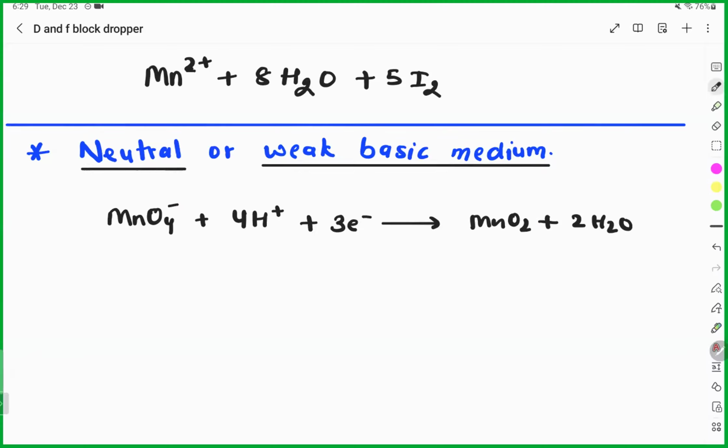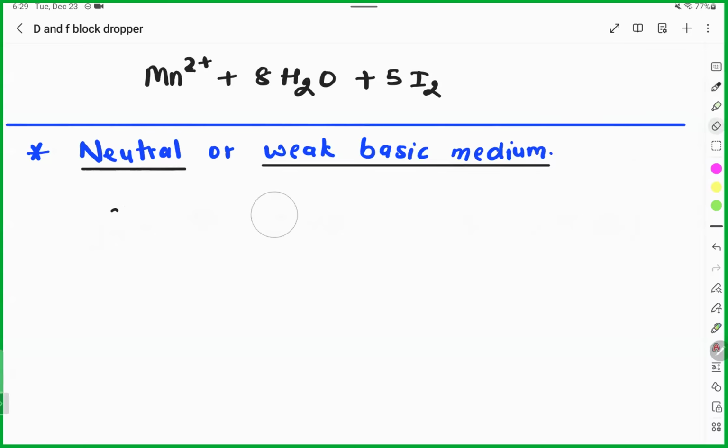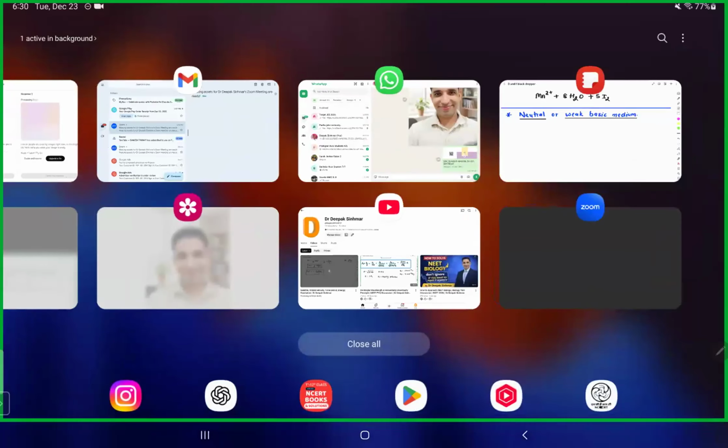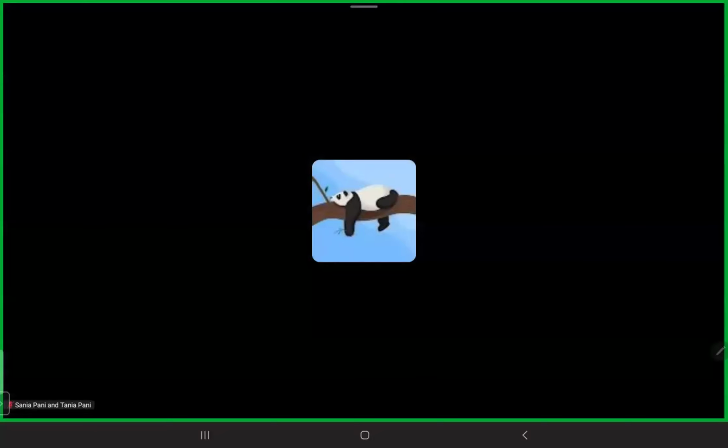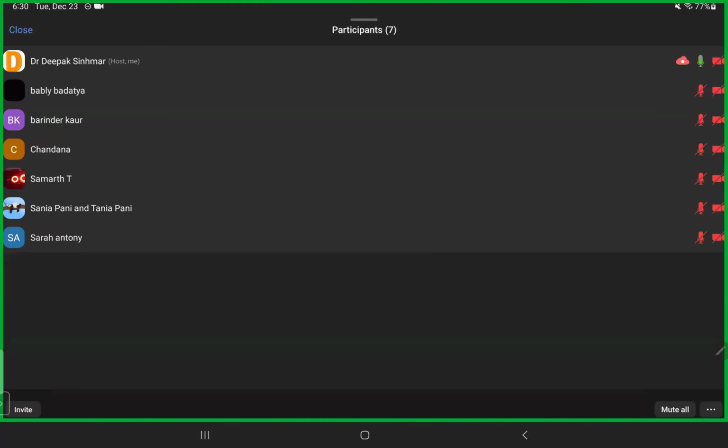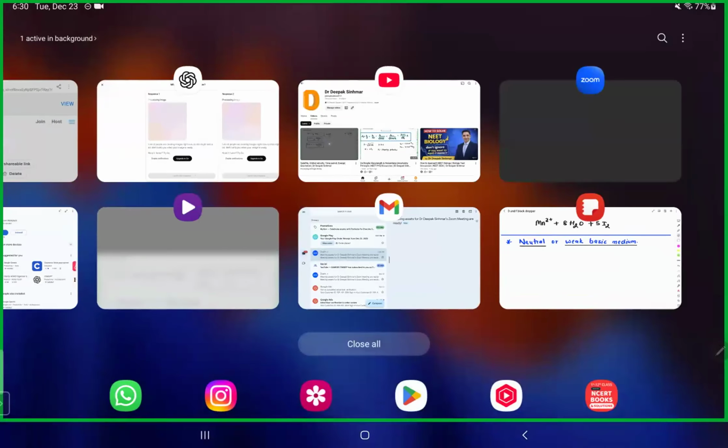No, sir. This is wrong because I said neutral or basic condition, but here you have 4H⁺. It means acidic. Correct? So make sure all six of you are there. See what is given in this situation. How many are there? Six. Pratigya, Barinder, Chandana, Samarth, Sania, and Sara.